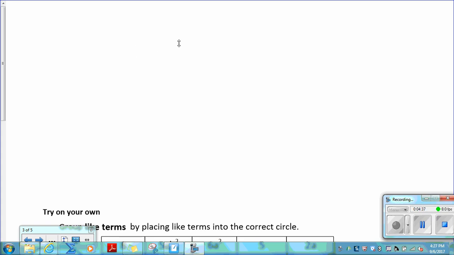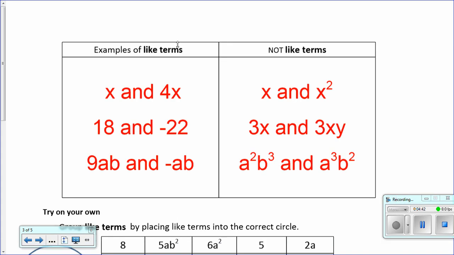So let's look at examples of like terms and non-like terms, okay? X and 4x are the same because they both share the x. It doesn't matter the coefficient because we just add those together. It's 1x and then 4x's. Altogether, we have 5x's. 18 and negative 22 are the same because they don't have any variables. 9AB and negative AB are the same because they both share that AB.